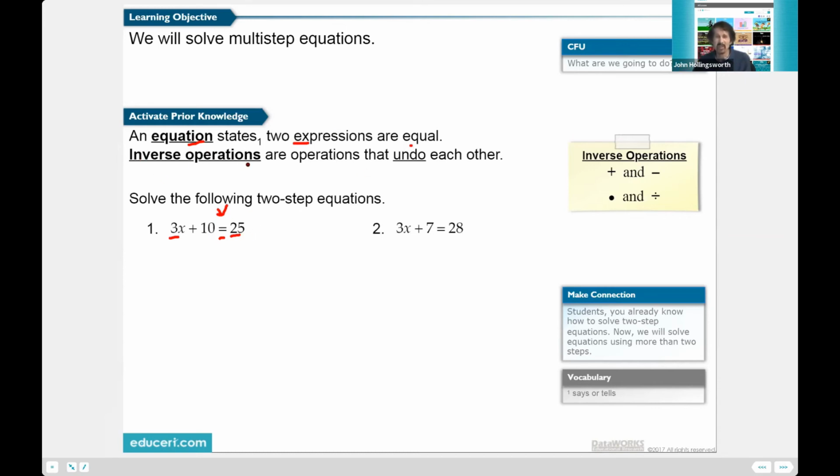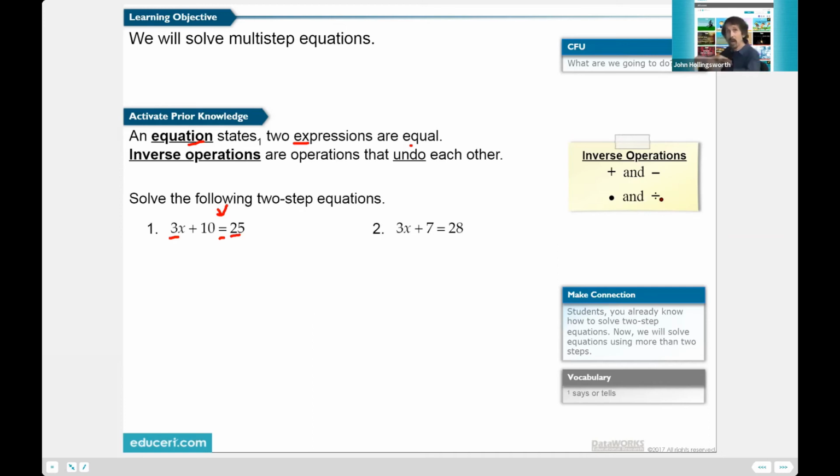Okay, this is inverse operations. Let's read together. Ready? Read. Inverse operations are operations that undo each other. So we're going to read the mathematical term here. Inverse operations, addition and subtraction, multiplication and division. Can you read that with me? Addition and subtraction, multiplication and division.